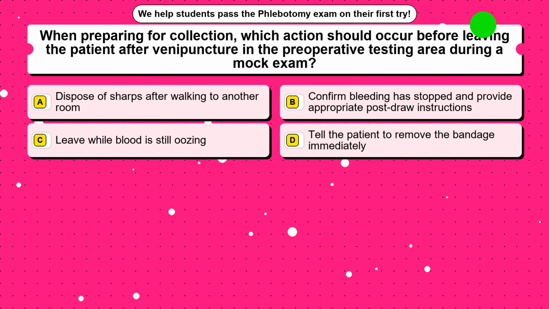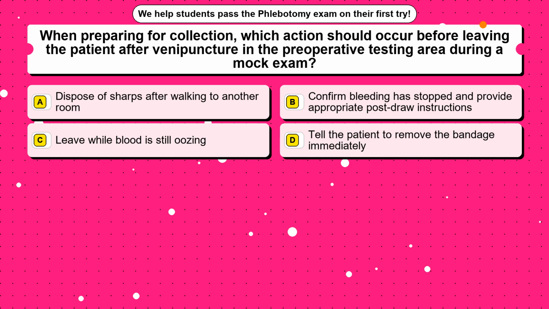Question 88. When preparing for collection, which action should occur before leaving the patient after venipuncture in the preoperative testing area during a mock exam? Option A, dispose of sharps after walking to another room. Option B, confirm bleeding has stopped and provide appropriate post-draw instructions.